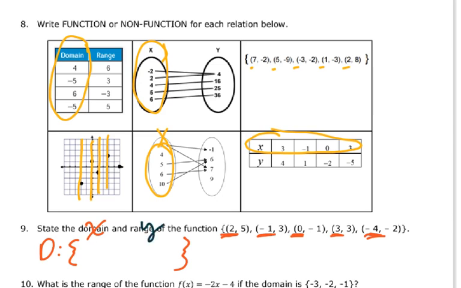Range is y. So my range is all of these numbers. Easy. List your domain. Those are your x's. List your range. Those are your y's.